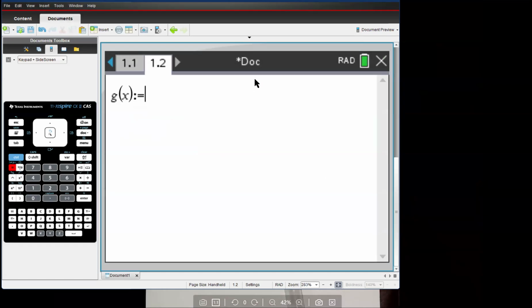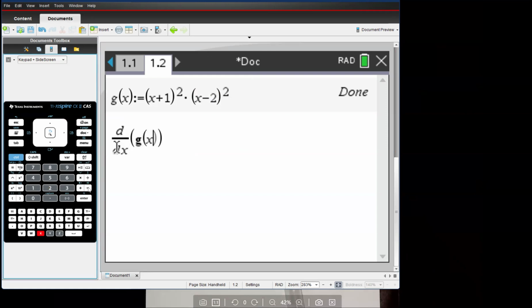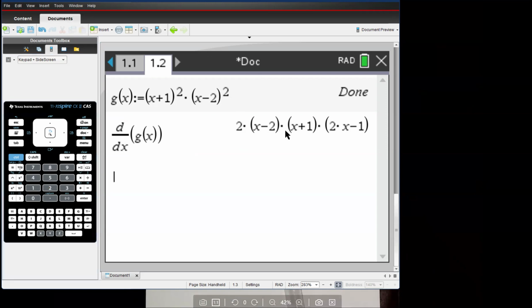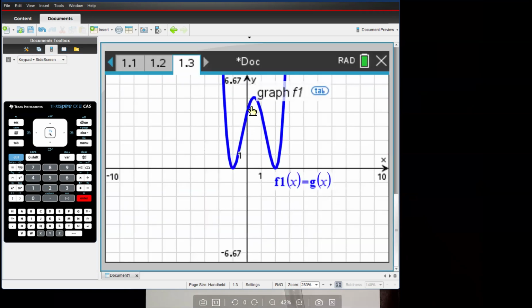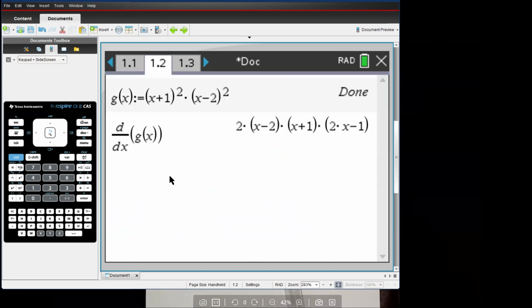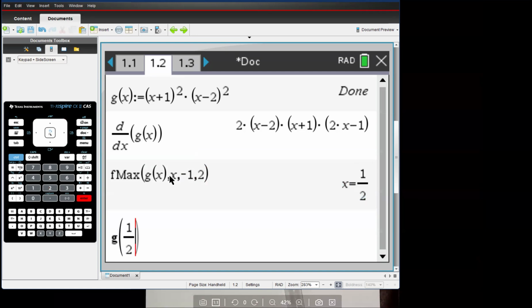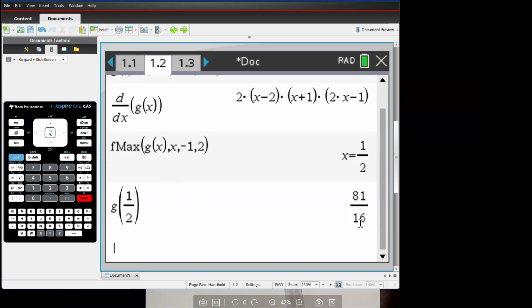G of x is assigned to x plus 1 squared times x minus 2 squared. So if I do shift minus, yep, that is the derivative function. And then the coordinate of the local maximum of G. If you do a quick sketch of G of x, it's over there, between, let's say, minus 1 and 2. And I'm going to do fMax G of x, comma x, between minus 1 and 2. And then substitute to get the coordinates, 81 over 16.